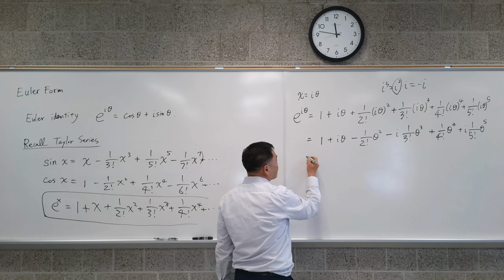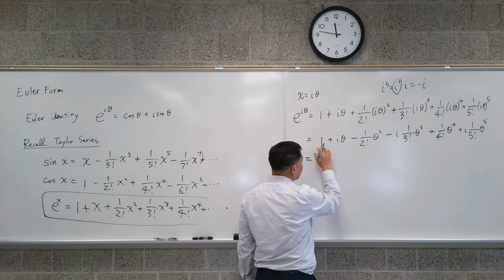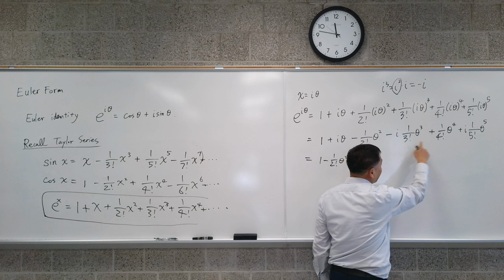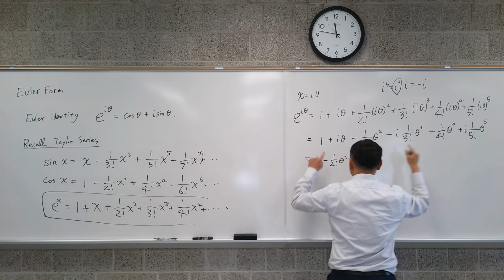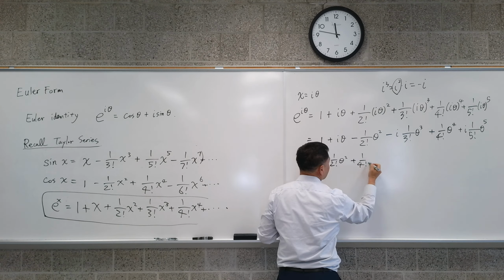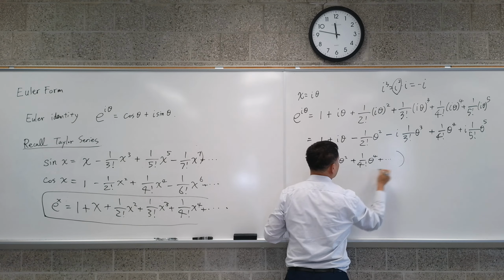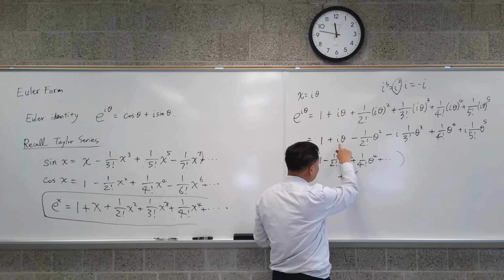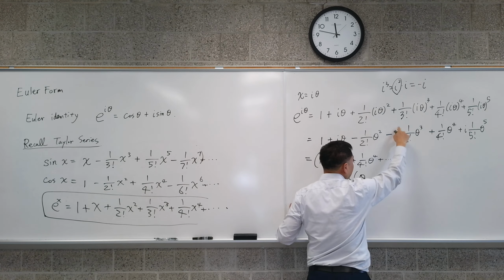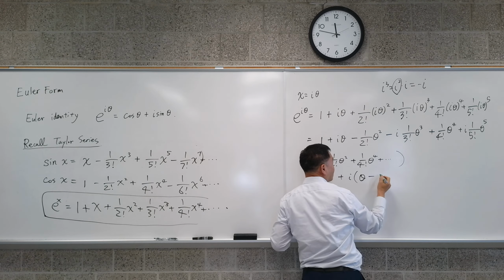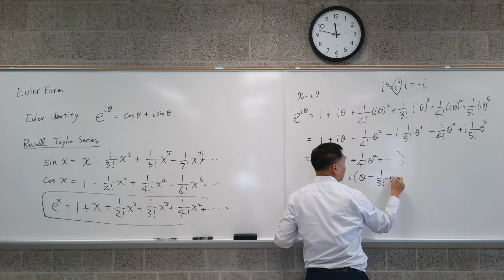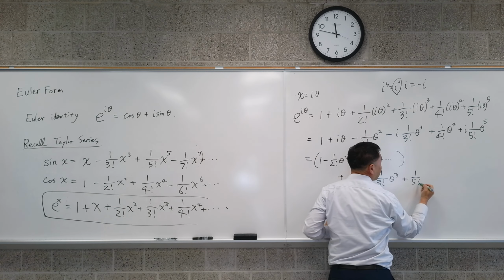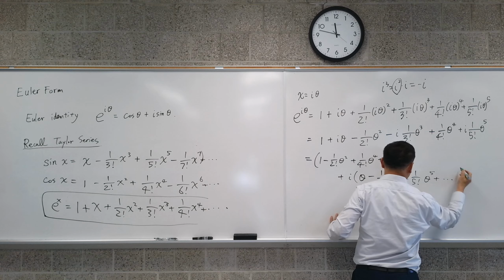Now we're going to collect the real part and the imaginary parts. The real part is 1 minus 1 over 2 factorial. I'm just identifying the ones without i. So these three do not have i attached. Plus, there's this other part with i attached. This one has i. This one also has an i. If I get rid of the i, it's minus 1 over 3 factorial theta cubed. And then if I get rid of this i, I have 1 over 5 factorial theta fifth, and so on and so on. Okay.